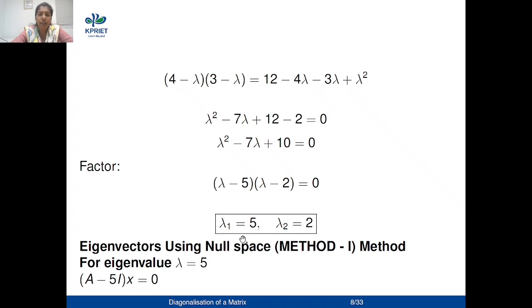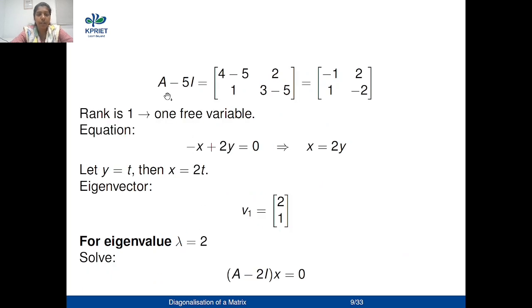Now let us find the eigenvector for each eigenvalue with two methods. The first method I am going to use is the null space method. Let us find the eigenvector for the eigenvalue 5. So let us take lambda equal to 5 and consider the expression A minus lambda I, where in the place of lambda I have substituted 5. So A minus 5I into x is equal to 0. If I consider this A minus 5I, the given matrix is reduced to minus 1, 2, 1 and minus 2.